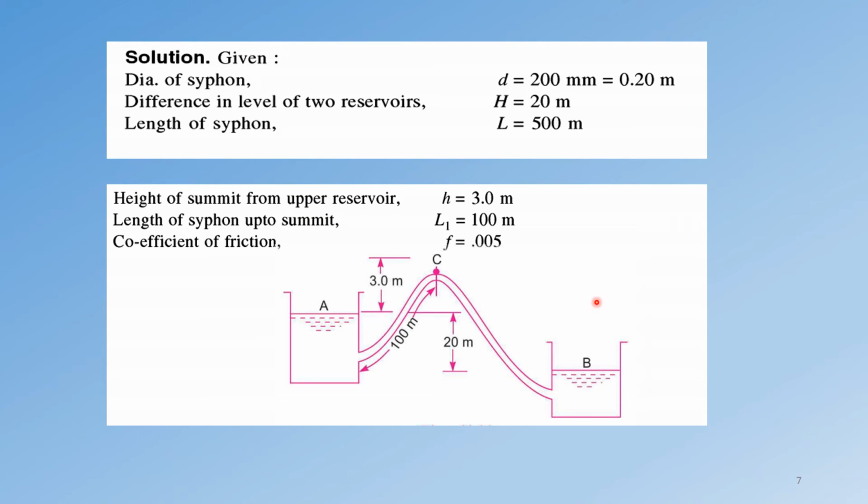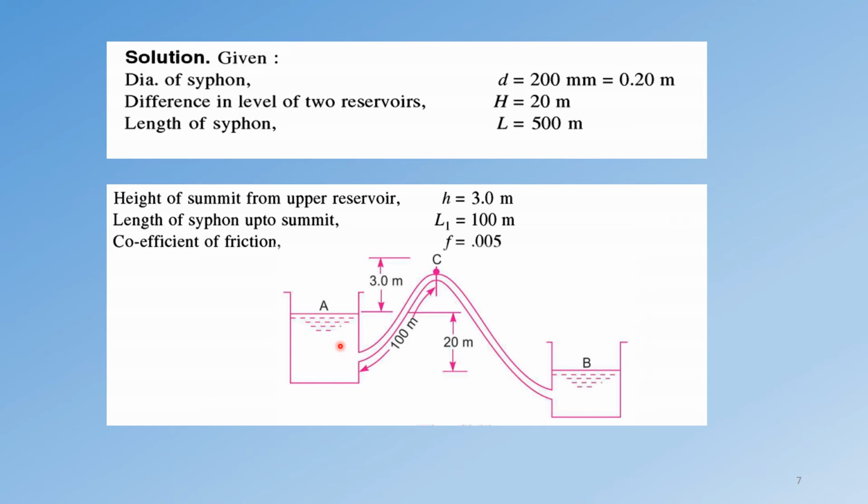Let us write the given things. First one is the diameter of the siphon, which is given as 200 mm, that is 0.2 meter, and the difference in level of the two reservoirs. Just have a look at this figure. A is at a higher level and B is at a lower level. So the difference in levels is shown in this figure as 20 meter. We'll represent it by capital H is equal to 20 meter.